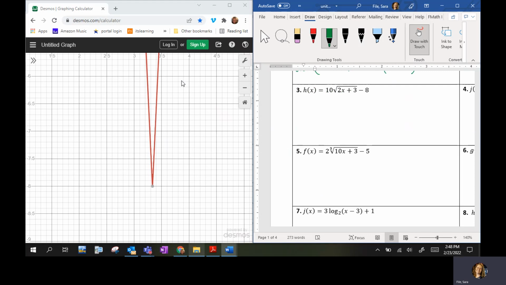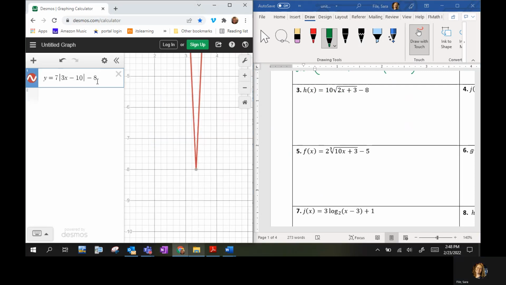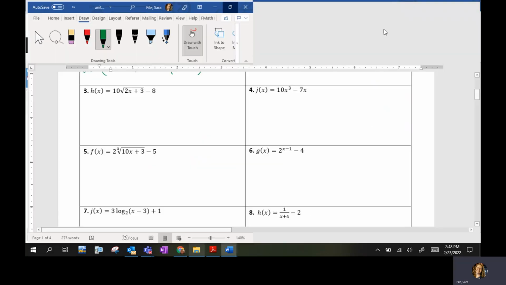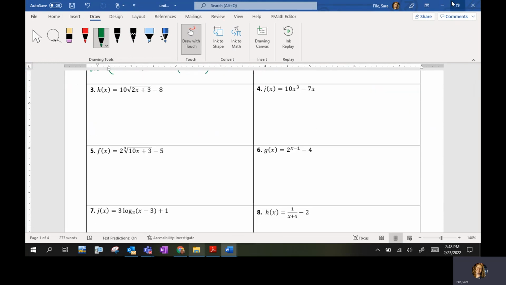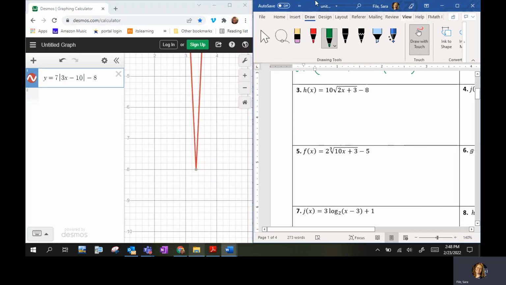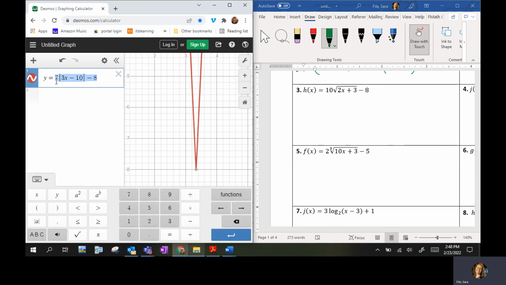Okay, so the one underneath that, you know what, since I've got absolute value typed in there, are there any other absolute value? No. Okay, so I'm good. I just wanted to go ahead and do the other absolute value since I had it typed in already. That's okay. All right, so 10, and then you square root of 2x plus 3, and then outside the radical minus 8.